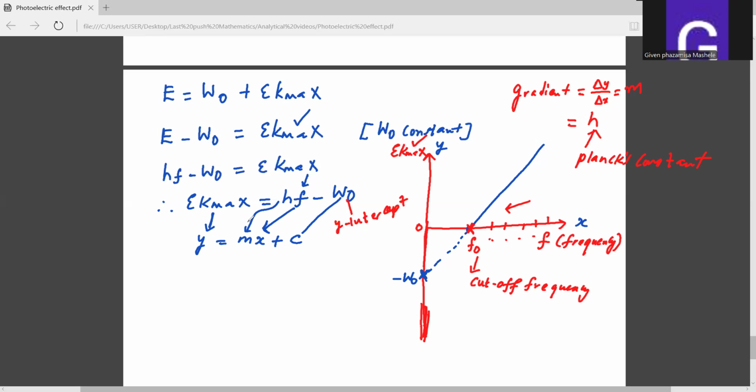So you need to be able to understand this graph. EK maximum and frequency, this is always called the cutoff frequency, F naught, we read it from here. So anything beyond that means electrons will be ejected. I believe you're following.